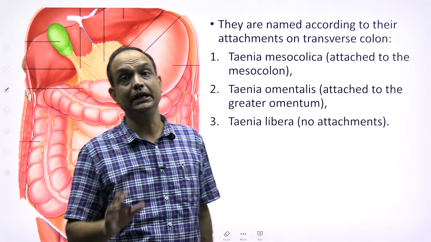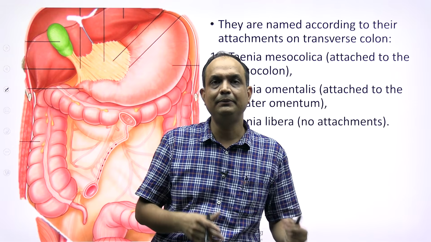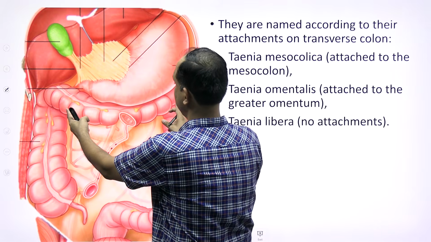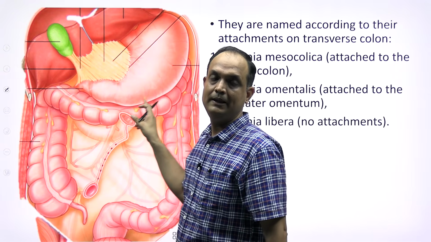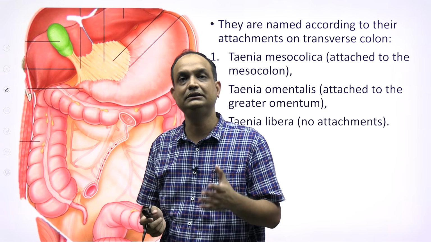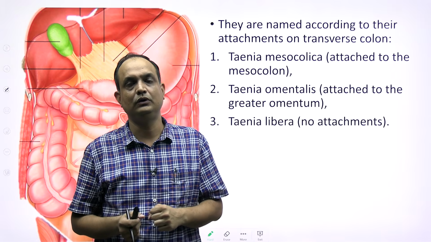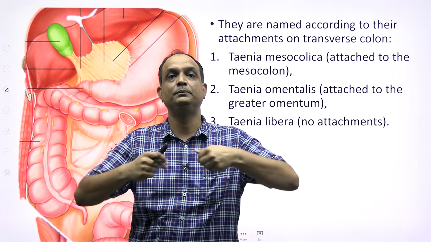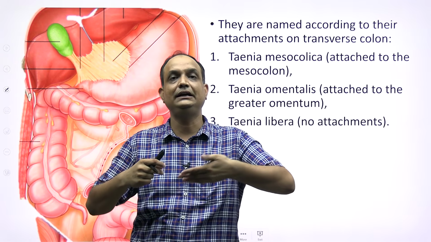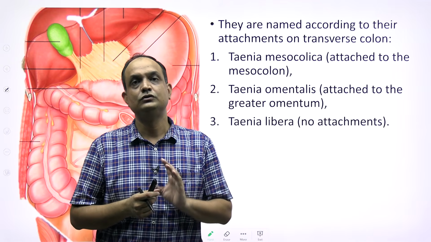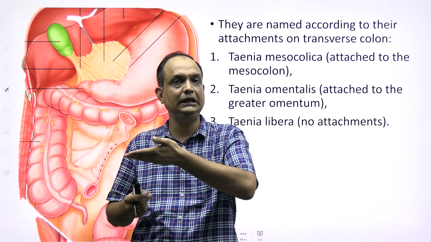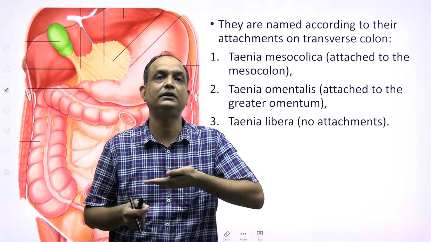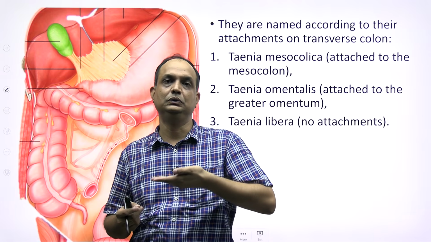Now, there are three Teniae, and how are they named? They are basically named according to their placement on this portion, that is your transverse colon, because the transverse colon has the transverse mesocolon. The transverse mesocolon is present behind, anchoring the transverse colon to the posterior abdominal wall, and that is known as the mesentery of the transverse colon. So you will realize that one of your Teniae is present on the border which provides attachment of the transverse colon with the transverse mesocolon.